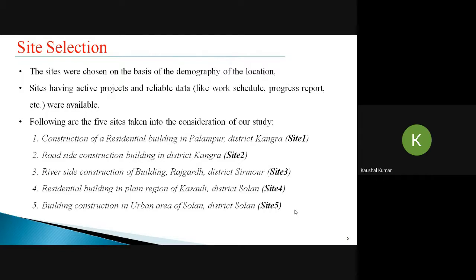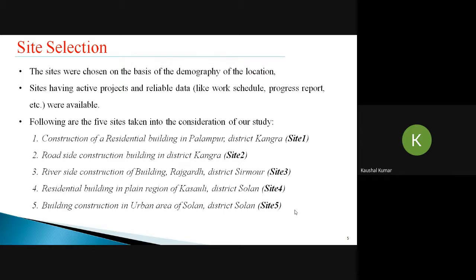And the next criterion is sites which have reliable data that is easily available to us. So in this case, based on these two criteria, the first site is the construction of a residential building in Palampur, Kangra district, which we have taken as site one. In the next slides, we'll refer to these as site one, site two, site three.